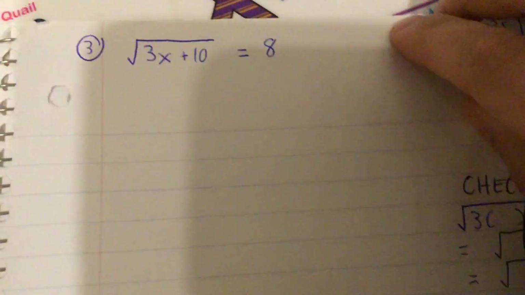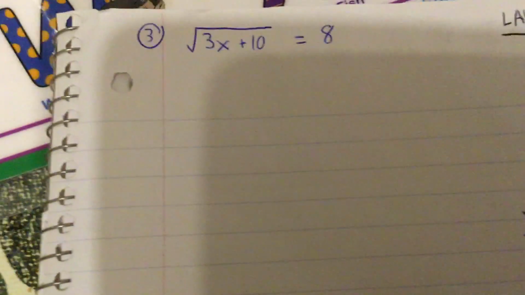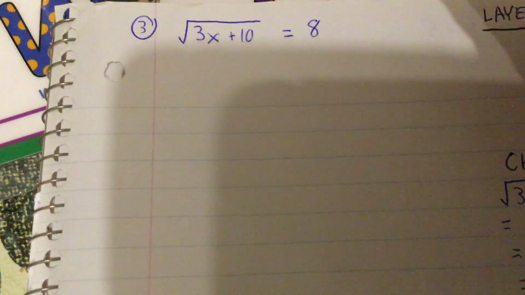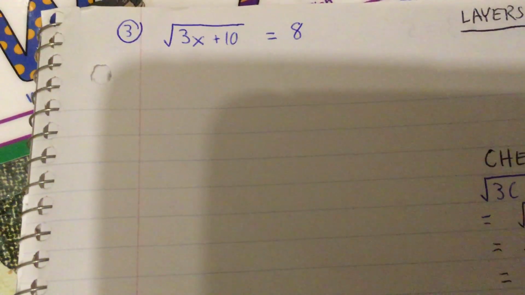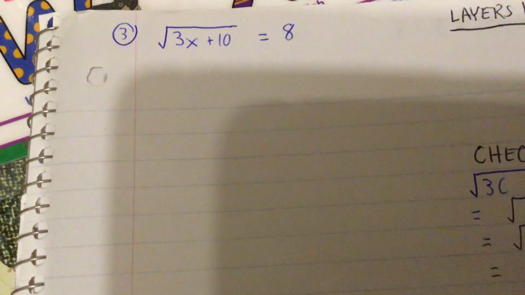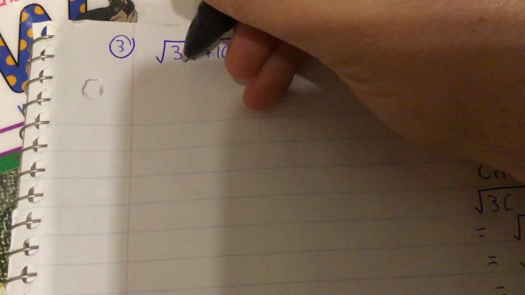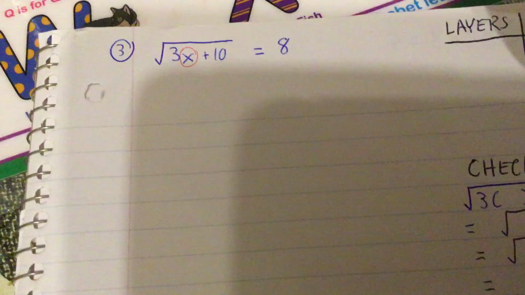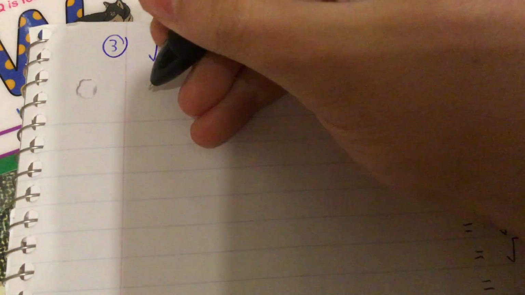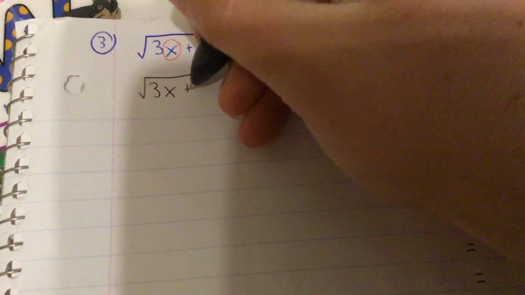Moving on. This one's a bit tricky. The square root of the quantity of 3x plus 10. That whole thing is in the square root. So I'm going to put a big old target on the x, and I'm going to analyze all the layers on my x. So we've got the square root of 3x plus 10.